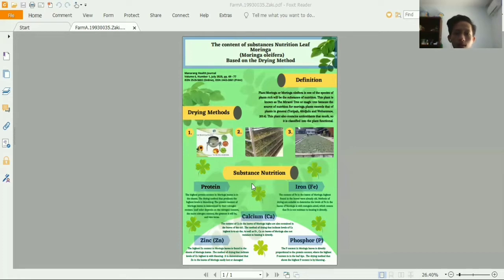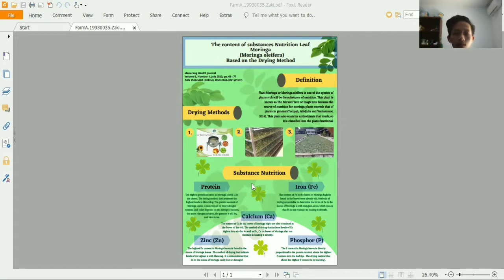This plant is known as the miracle tree or magic tree because the source of nutrition for the moringa plant exceeds that of plants in general. This plant also contains much antioxidants, so it is specified as a functional plant. The methods used are blanching, aerating, or raising, and drying methods.